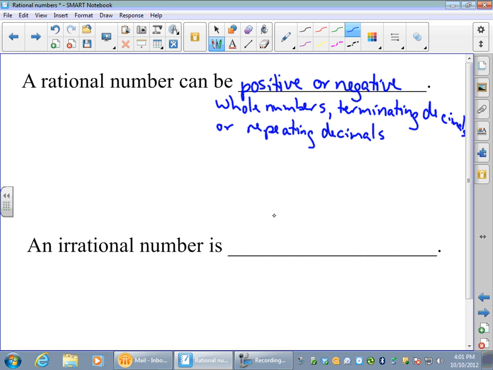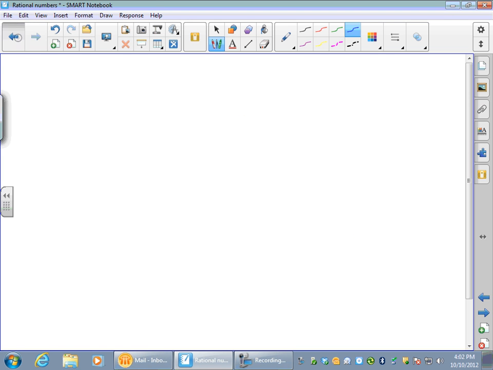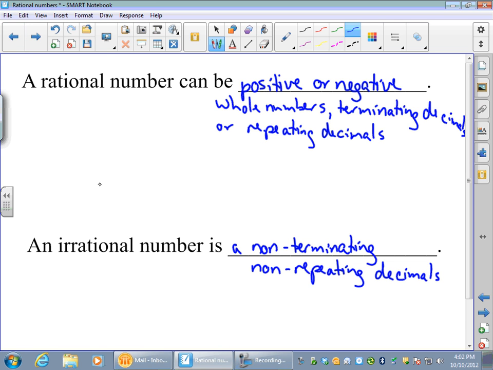An irrational number, there's very few of them compared to the rationals. They are a non-terminating, in other words, it never ends, non-repeating decimal. That's it. That's the only things that are irrational. A decimal that goes on forever without repeating. That's it. And so that's what you need to remember, the difference between rationals and irrationals.